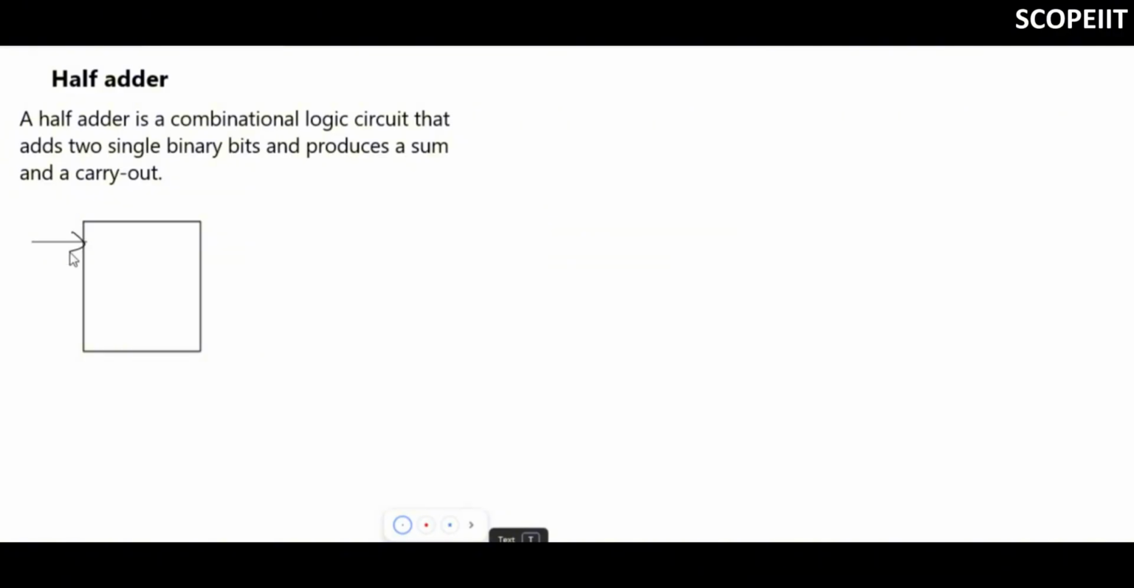It will take inputs A and B, only two inputs, and in the middle we write HA, which means half adder. Your outputs will be sum and carry. This is the block diagram you have to draw for your exam. Afterwards you need to draw your truth table.